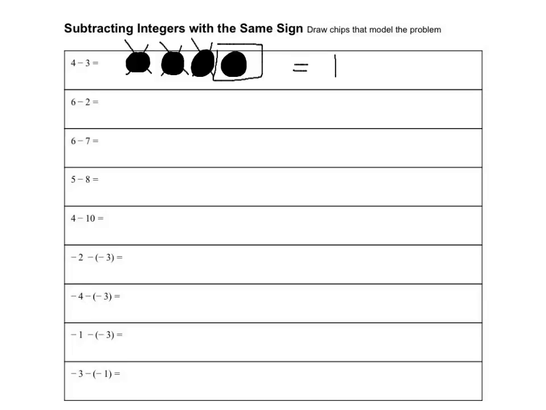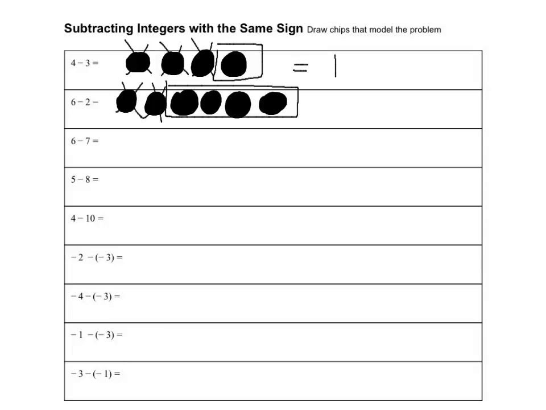Next, I have a positive 6 minus a positive 2. So I'm going to put 6 black chips on my board. And I'm going to take away or cross off 2 of them, showing my representation that there are 4 left, and because they are black, that I have a positive 4.